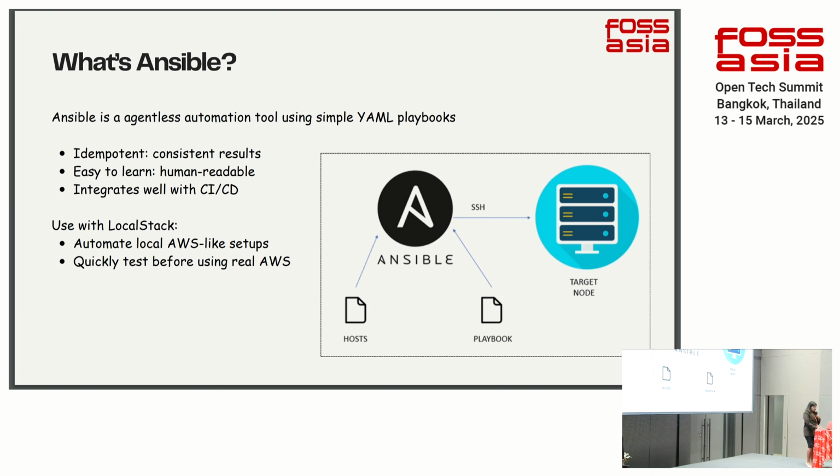Another advantage is simplicity. Ansible does not require agents running on remote machines. You can just run it using SSH or APIs, making the setup and maintenance very straightforward. And now when combined with LocalStack, Ansible can provision AWS-like resources, allowing you to test infrastructure changes in a safe and controlled environment before deploying to real AWS. So this makes it a powerful tool for DevOps workflows, CI/CD pipelines, and cloud infrastructure automation.